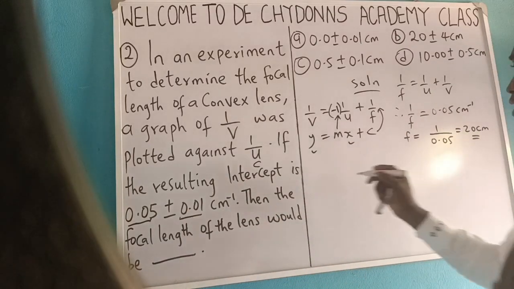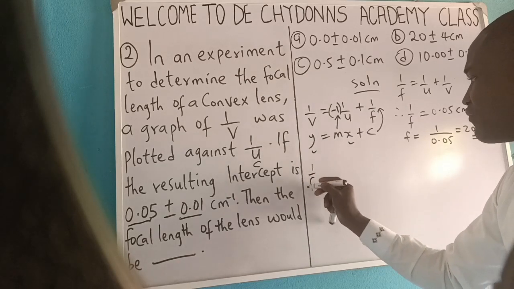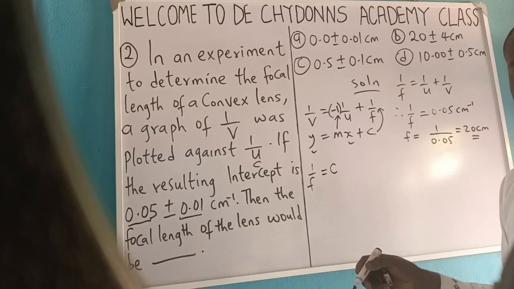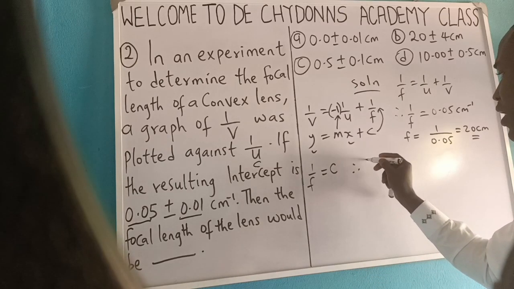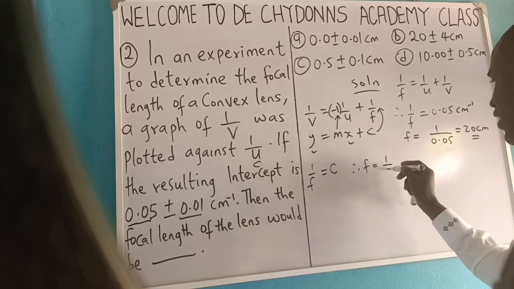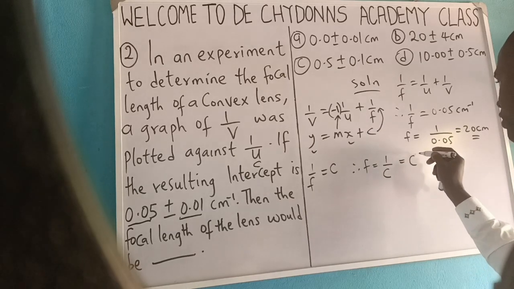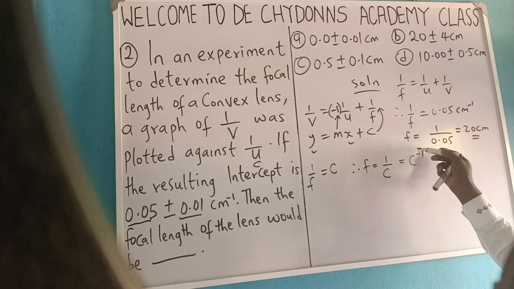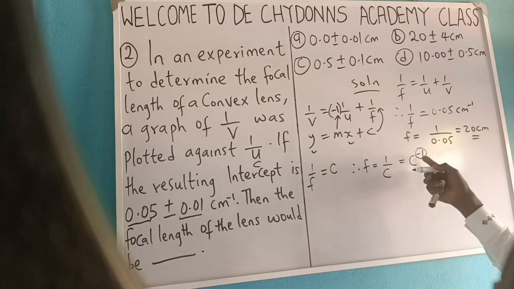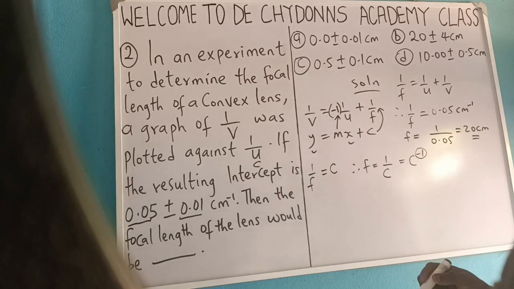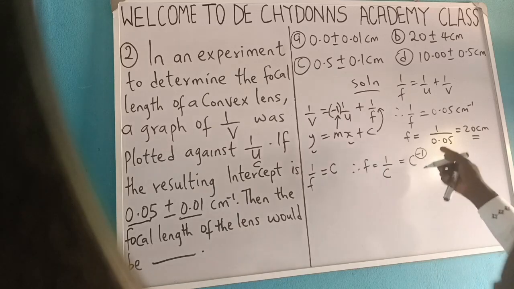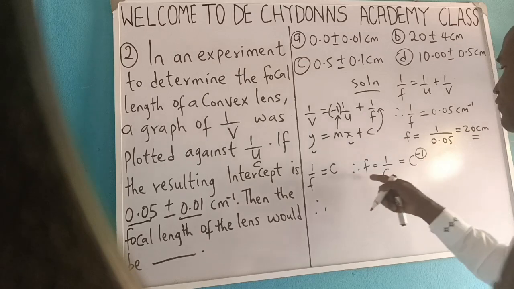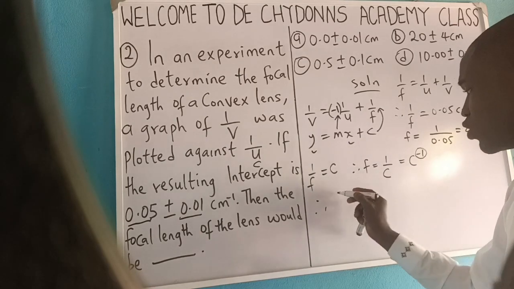So we will tell them that since 1 over f is equal to the intercept c, are you getting it? Therefore, f will be equal to 1 over c, equal to c raised to power minus 1. You will notice that this c has a power, and the power is minus 1, right? Yes. And so what we will do here is that, to get the error in finding this focal length, you will use this formula.